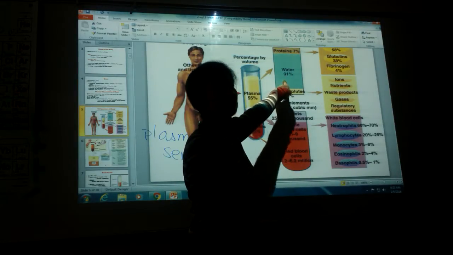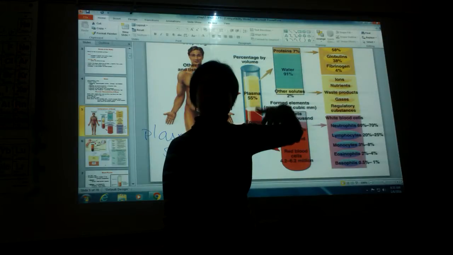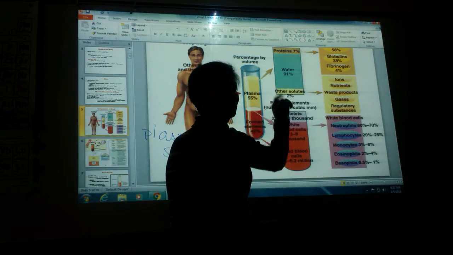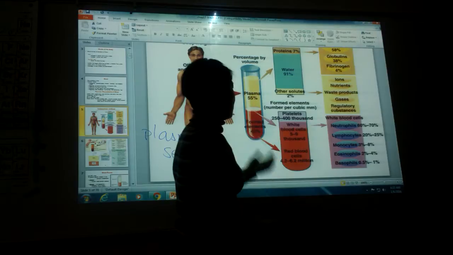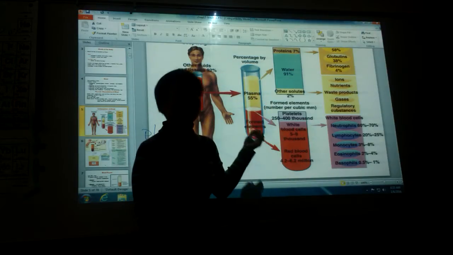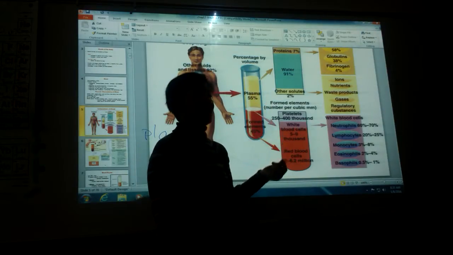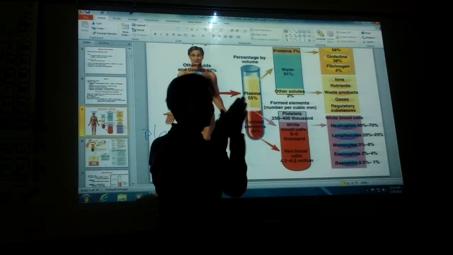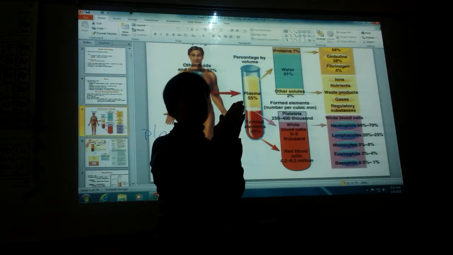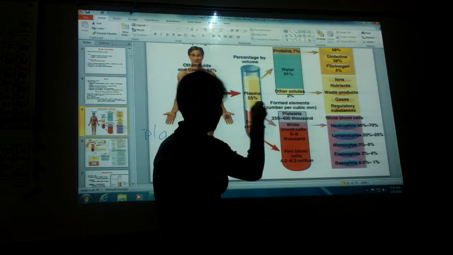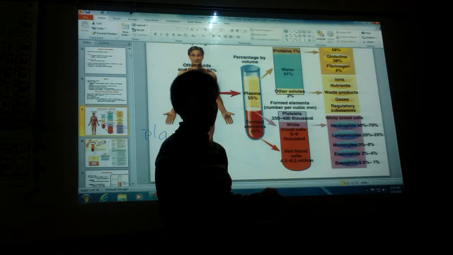So that's why we have to worry about saturated and unsaturated fat. Now it makes sense. It's because the most abundant component in blood is water. And we know that fat doesn't dissolve, it doesn't mix well with water. So we want to make sure we have the good type of fat, right? The unsaturated. Because look, 91% water.